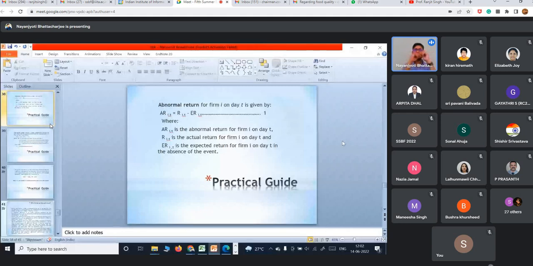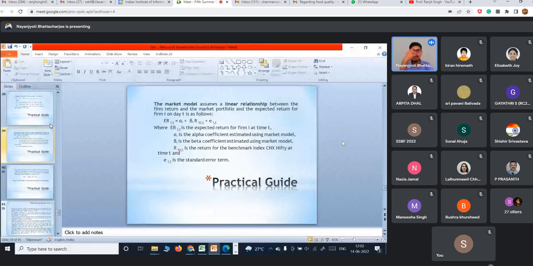The other idea: what model can I use for the return generating model? It is the market model, represented by the equation spelled out here. The expected return for firm i at time t is given by the alpha coefficient plus the beta coefficient, which is the slope of the OLS regression that we run on the market return, that is the portfolio return, maybe the Sensex if we take the case of India, or a broad-based index like Nifty 500, BSE 500, S&P 500, and then the error term.